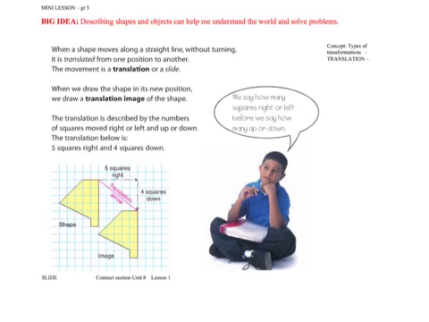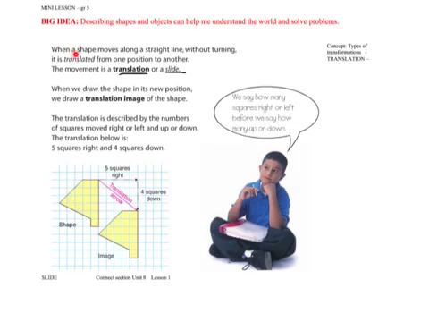Right, we are moving on to our last unit, transformations. Our big idea, describing shapes and objects, can help us to understand the world and solve problems. Our concept for today is a type of transformation called a translation, also called a slide.